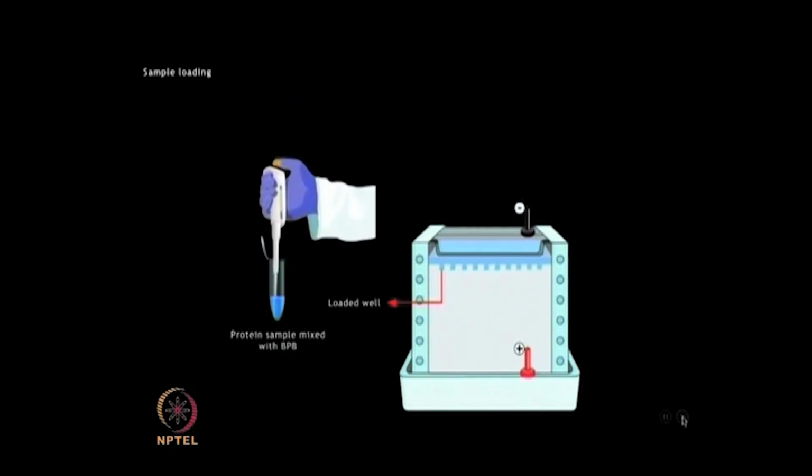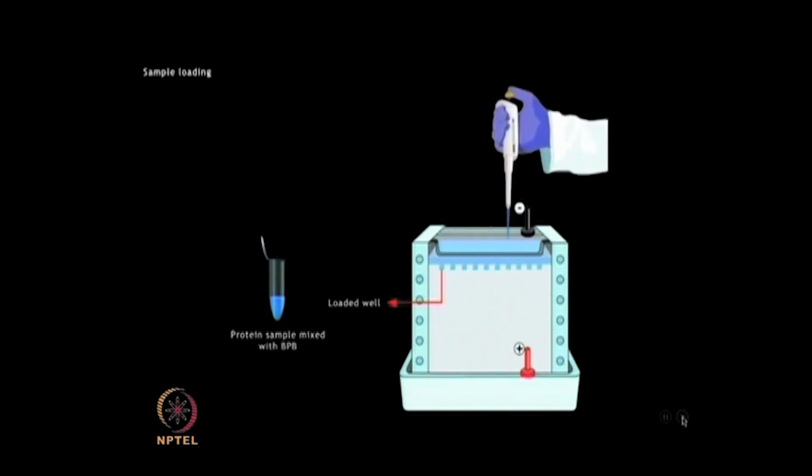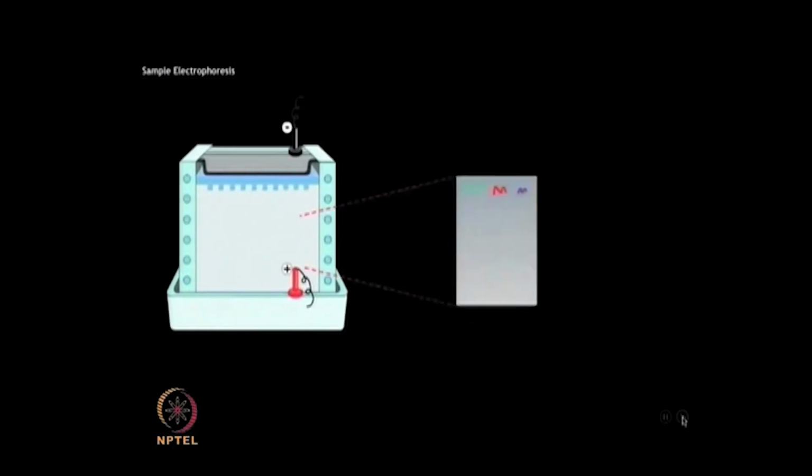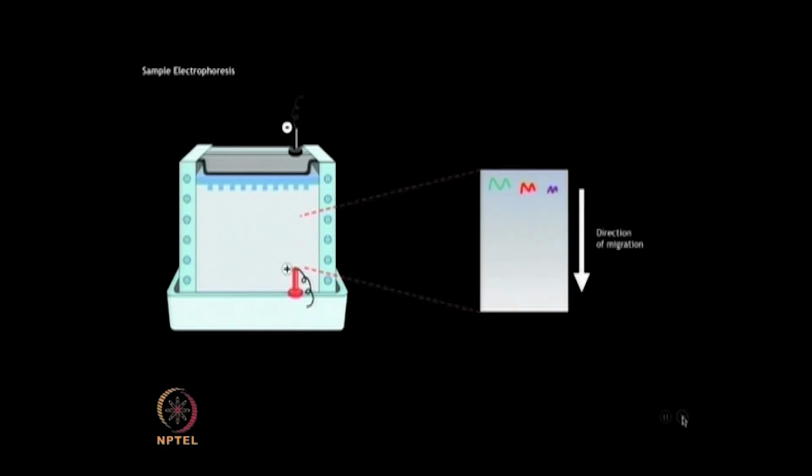Once all the samples are loaded, you can take this unit and move into an electrophoretic apparatus. A direct current supply between 100 to 350 volts is passed, depending upon the size of the gel, for a time sufficient to separate the protein mixture into discrete bands based on their molecular weight. The progress of electrophoresis can be observed with the help of tracking dye.